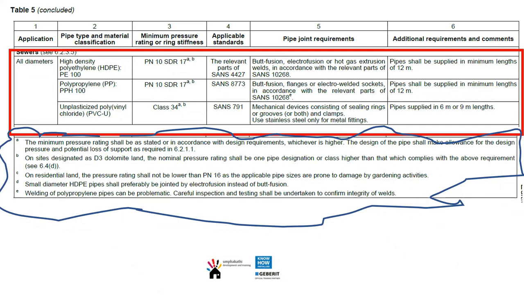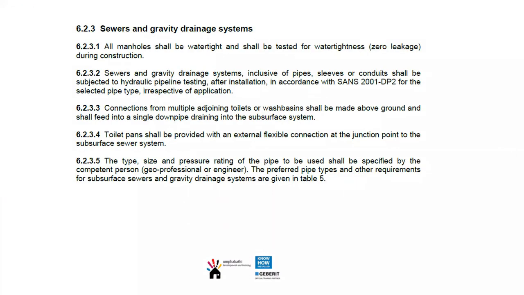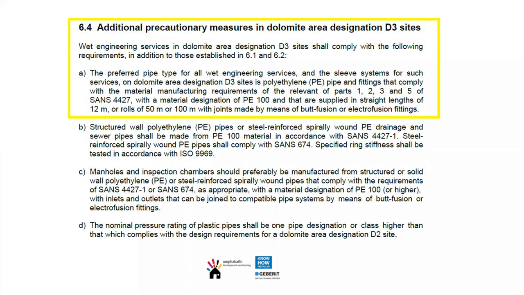If we're going into a D3 Dolomite land, the nominal pressure rating shall be 1 pipe designation or class higher. So in other words, if it was a PN10 and you're going to go into a D3, you need to use a PN12. So again, a lot of information for you just to read at your leisure.